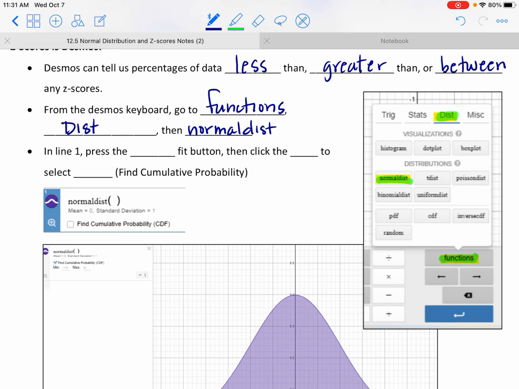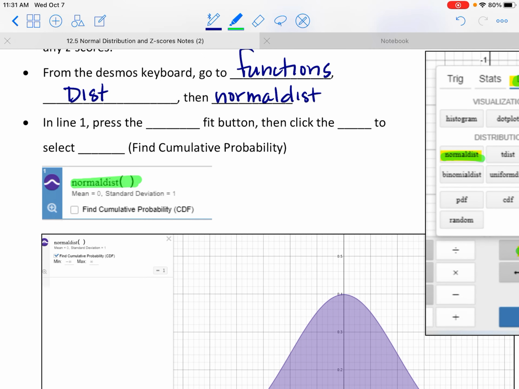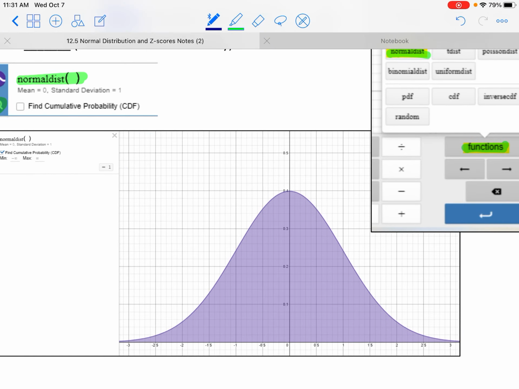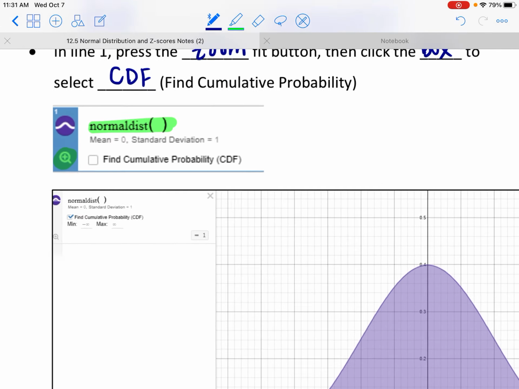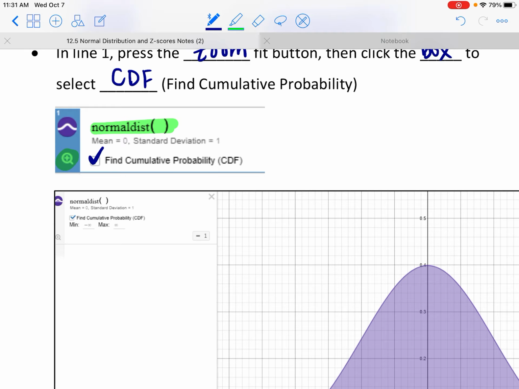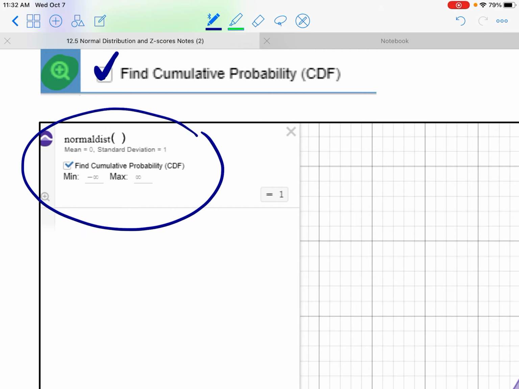When you click normal distribution, this is going to pop onto the screen. There's a couple more things you want to press. You want to hit this little button that looks like a magnifying glass. That's called the zoom fit button. Press the zoom fit button, and that's going to allow you to see this entire normal curve. It's going to basically draw it out for you. Then you're going to click the box to select CDF, that is this box right here. You want to click that box to find the cumulative probability, and that is going to give you this in your Desmos screen.